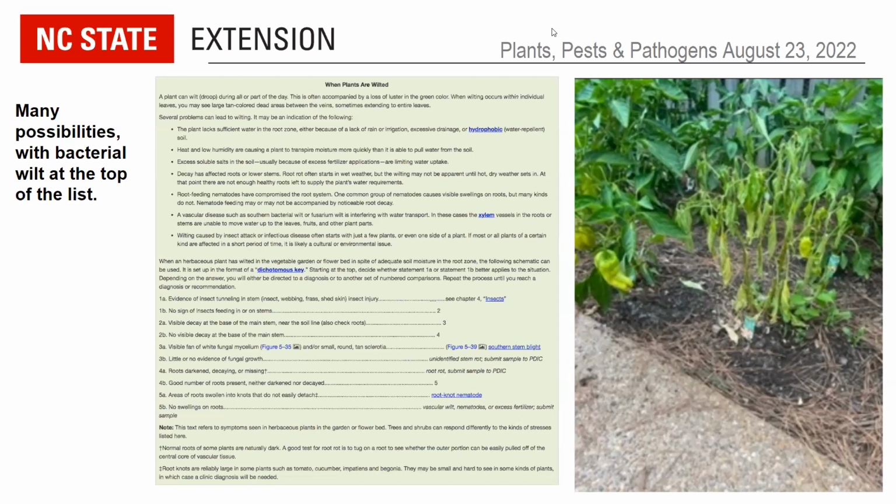So I just want to make a note of that resource that you have available to you in the handbook. There are, in this case, many possibilities. The top one on my list would be bacterial wilt, because we do see so much of that, and it would be typical of your solanaceous plants like the tomato and the pepper that are affected here.